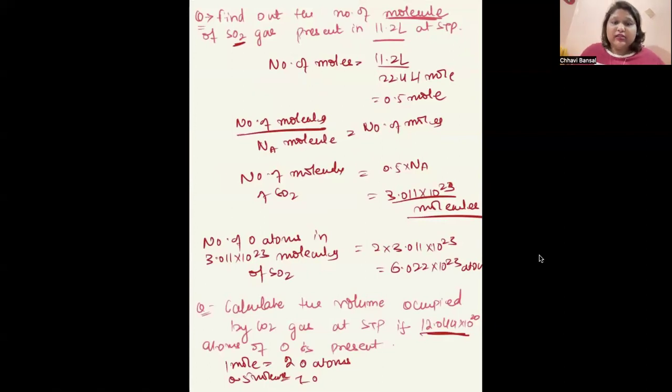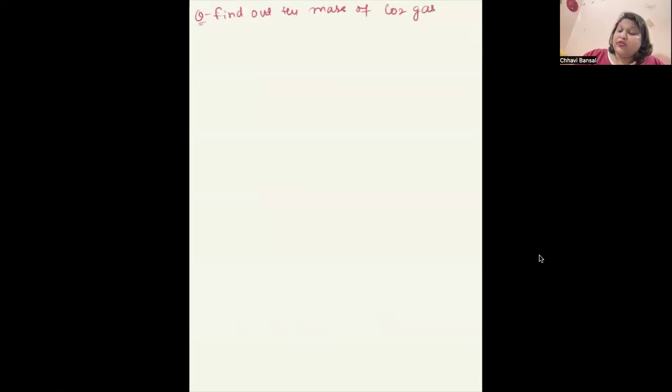Okay, is it clear? Next, the third type is for the grams. Weight. Okay. Find out the mass of CO2 gas if it occupies, let's take a multiple of 22.4 only, 44.8 liter at STP. Okay.